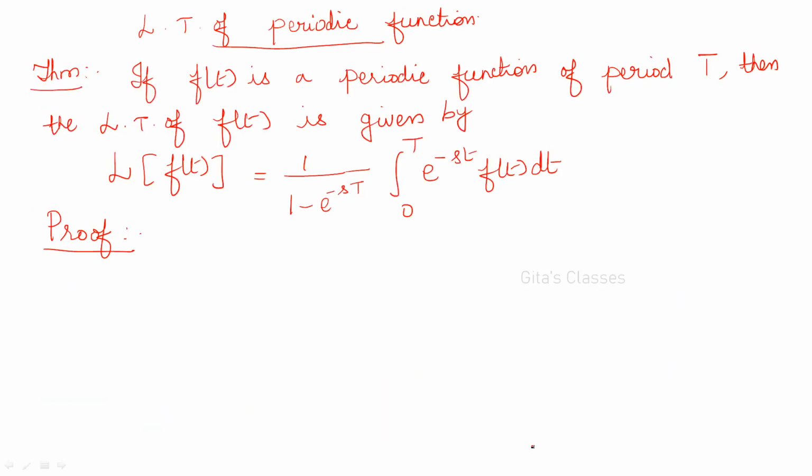So now let us find out the Laplace transform of the periodic function. If f(t) is a periodic function of period capital T, then the Laplace transform is given by, this is the formula you have to remember: 1 by 1 minus e power minus sT, integral 0 to T e power minus st f(t) dt.